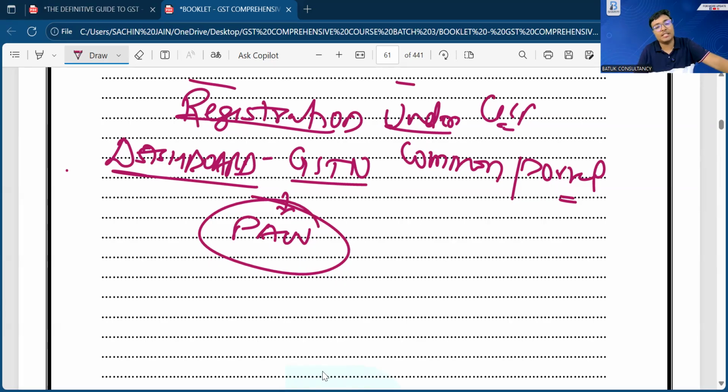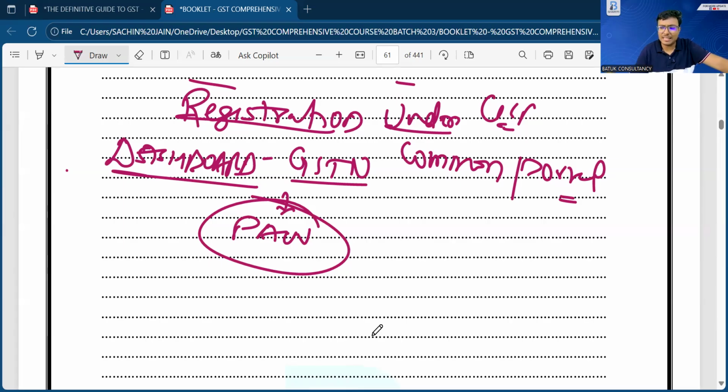Sir, if goods and services both are there, in that case, the limit is 20 lakh rupees. Sir, in case of exempted goods, no need to take the GST registration. In case reverse charge mechanism is applicable, in that case you have to take the GST registration, whatever will be your turnover. We'll discuss that as well.